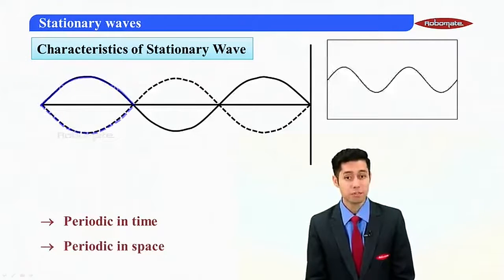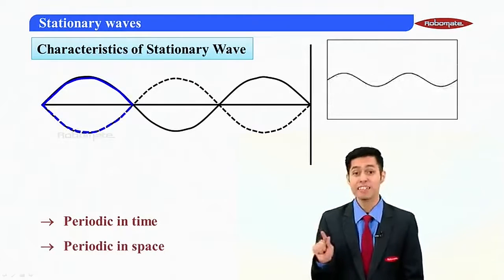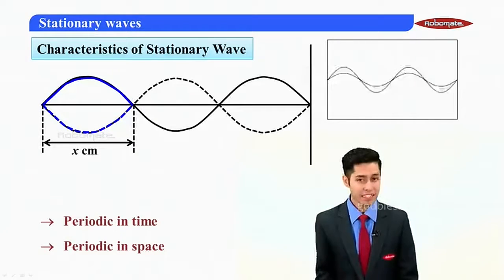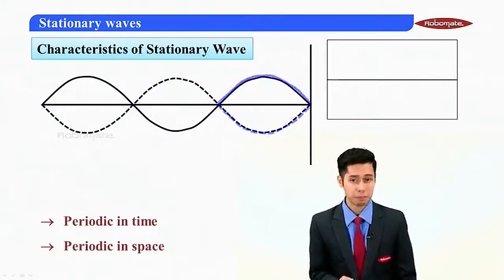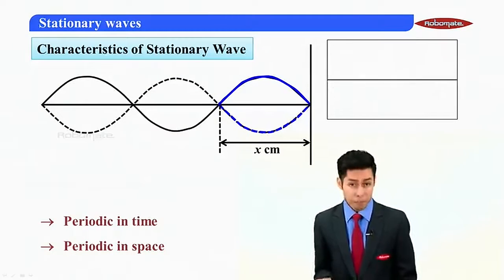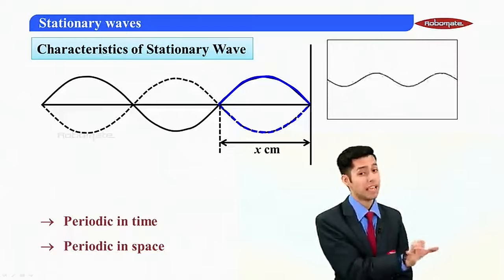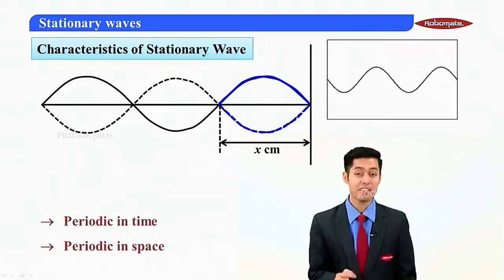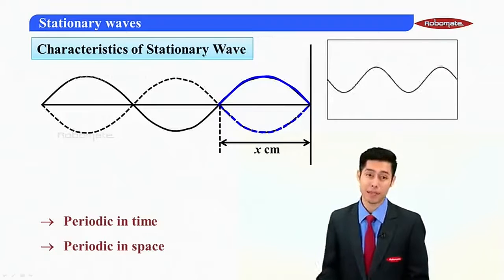Also, if you consider the space, the stationary wave is also periodic in space. That means you can see this length of the loop. Let me call this length of the loop x centimeter. You can see the very next loop also has the same length, x centimeter. So can I say that the next loop will also be x centimeter? It means the stationary wave keeps on repeating itself in equal intervals of space as well as in equal intervals of time, and hence the stationary wave is double periodic. It is periodic in time as well as in space.